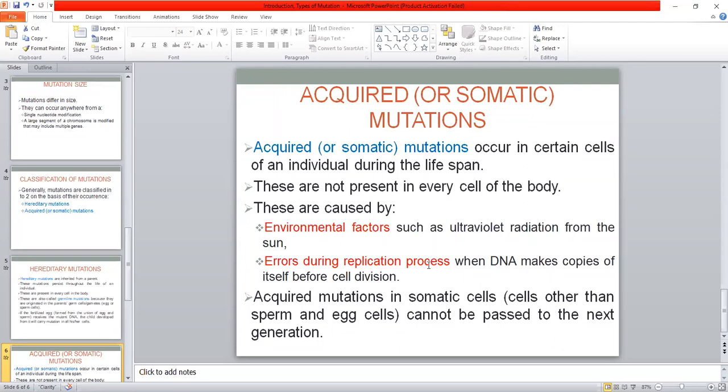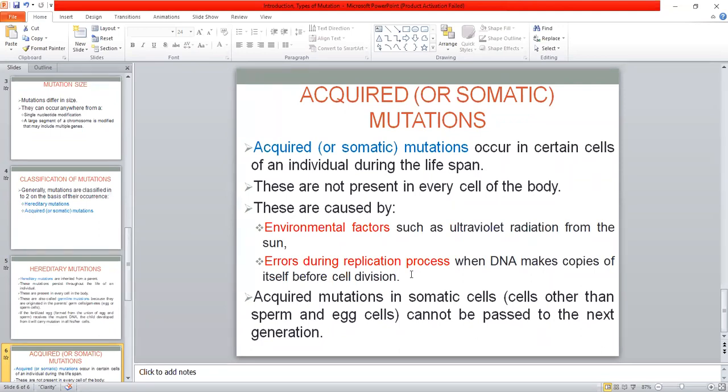When DNA makes its copies, this process is known as replication. During this replication process, some mistakes may occur, and due to these mistakes during replication, mutations are caused, and these are also called acquired or somatic mutations. So during the replication process before a cell divides, errors are one cause of the production of acquired or somatic mutations.